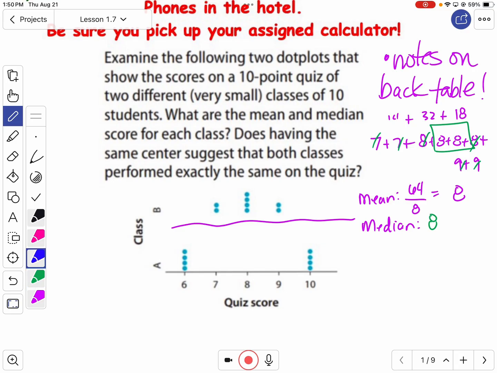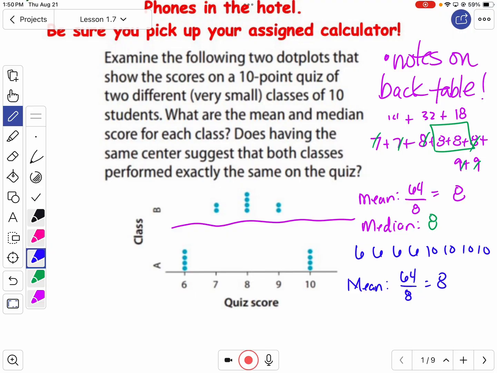If we look at Class A, I've got 4 6s and 4 10s. All right, so 1, 2, 3, 4. 1, 2, 3, 4. So again, 8 scores. The mean, if I add that up, let's see, 4 times 6 would be 24 plus 40, 64. Divided by 8, which is 8.